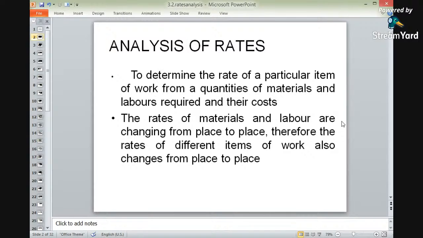Whether it is available nearby, or far away from our city, at that time we require transportation, so an extra cost will be required. It depends upon the place. Additional cost will be taken care of for transportation, and depending upon that we have to find the rates of the particular item of work.